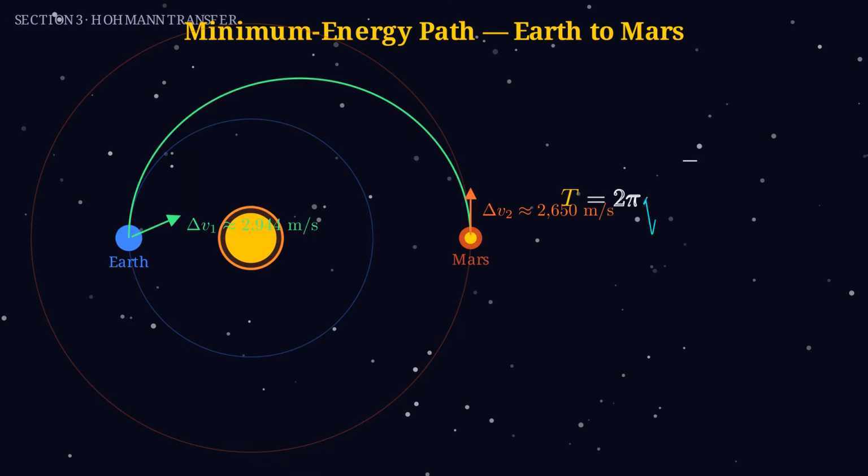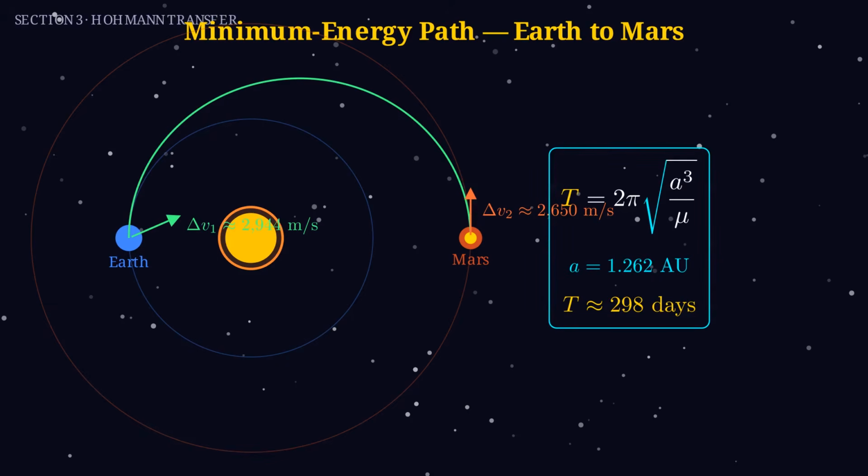The semi-major axis of the transfer ellipse is 1.262 astronomical units. Kepler's third law, T equals 2 pi times the square root of a cubed over mu, gives the transfer time. Substituting, we get approximately 298 days. That is exactly how long Mangalyaan took to reach Mars.